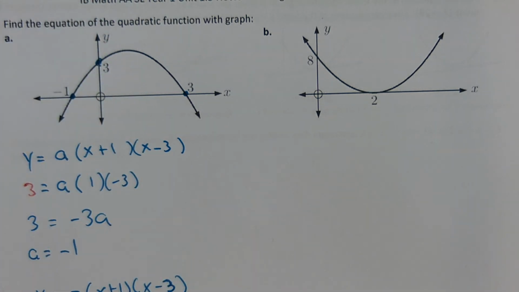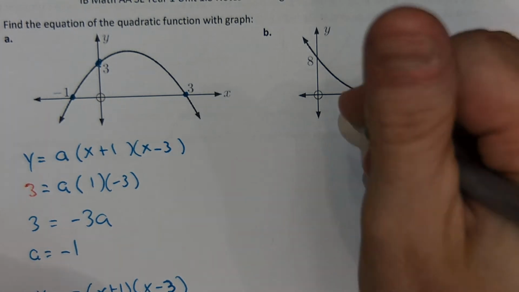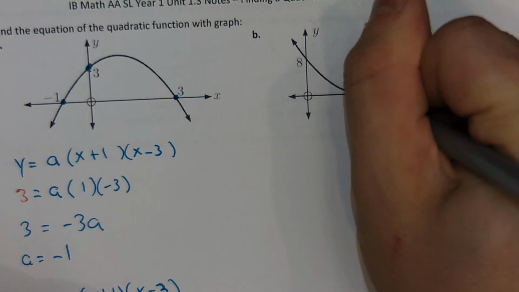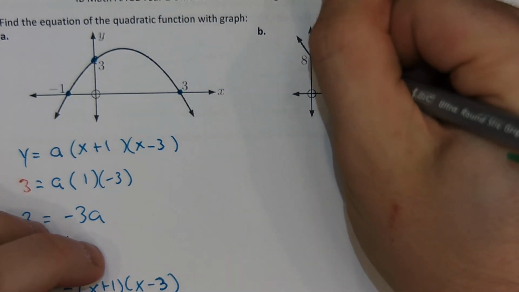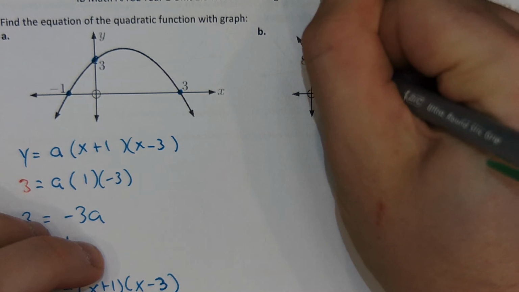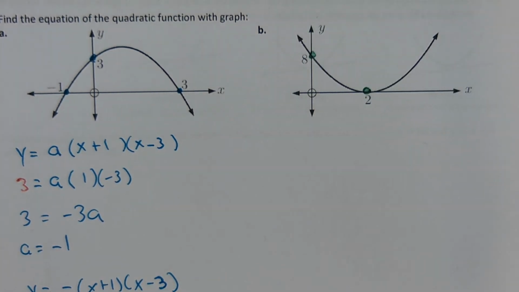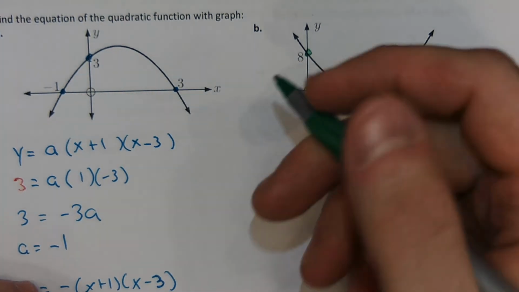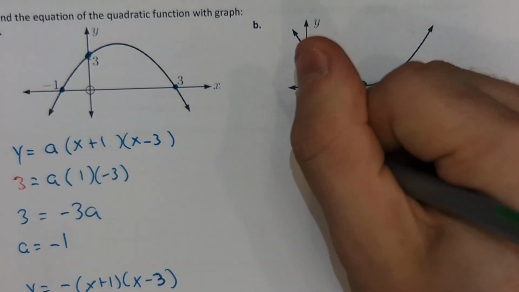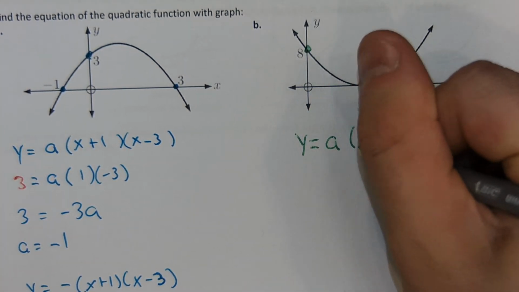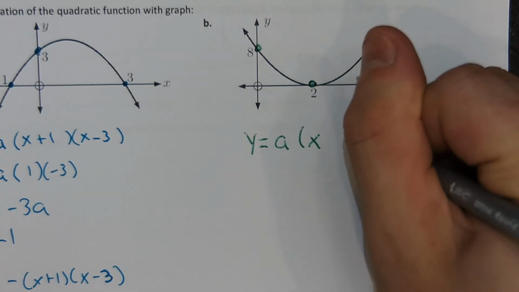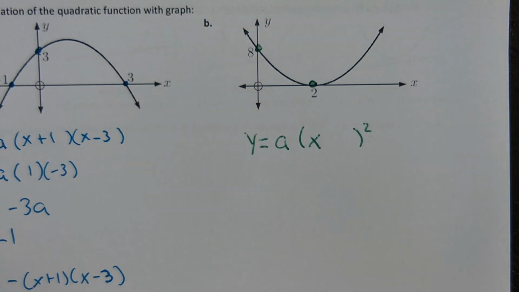What do we see? Well, we know it points up, so we do know that the number on the front will be a positive value. We can also see our vertex is at 2, 0. We have a y-intercept at 0, 8. And since I know the vertex, I'm going to go ahead and write this one in vertex form. Y equals unknown a, vertex form.